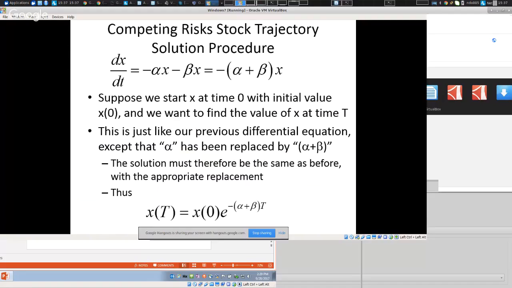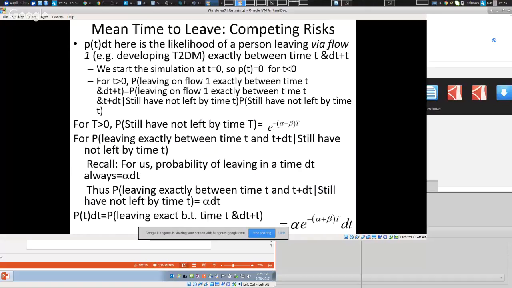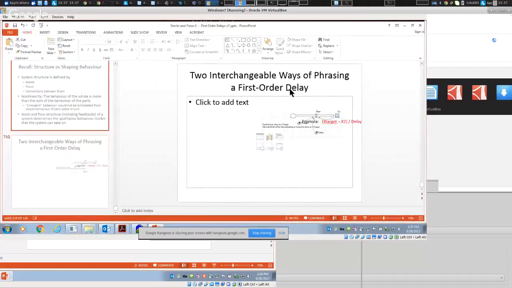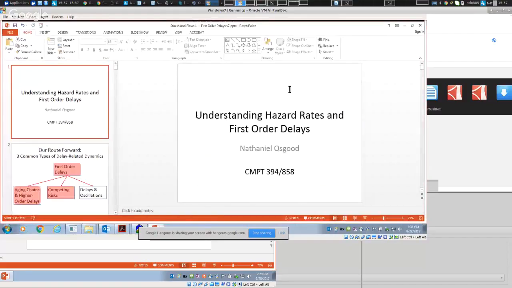I think I'll skip competing risks here, except to say that when we have two outflows, there's some additional components to it that are interesting, and I'll leave it for interested students to explore.